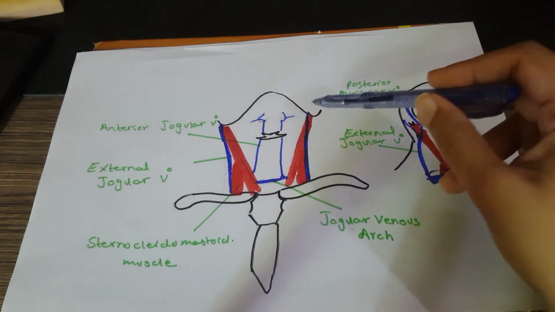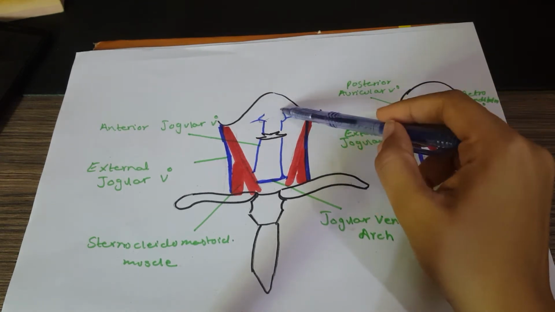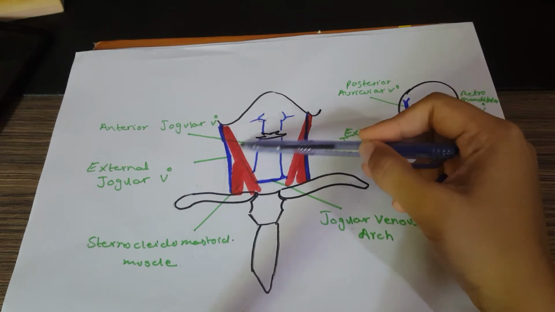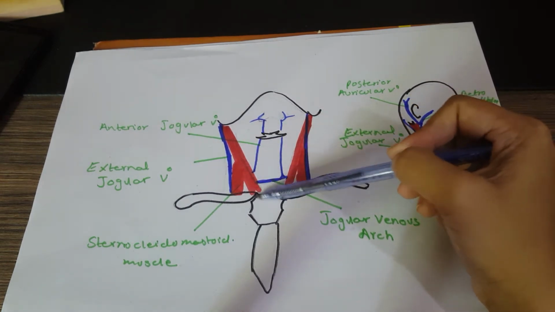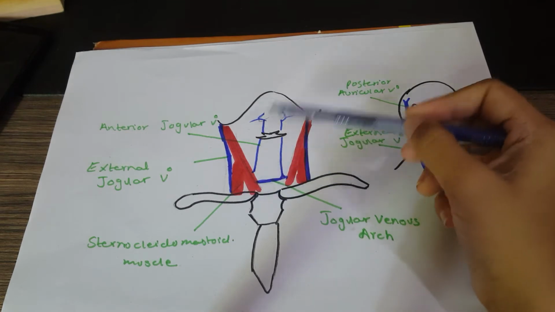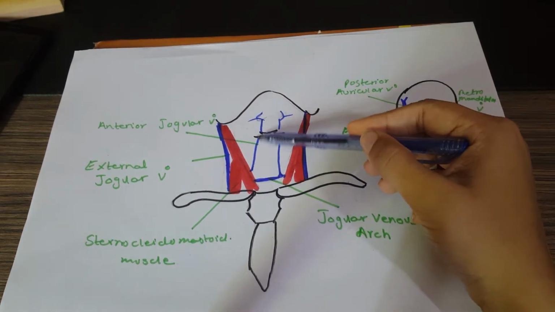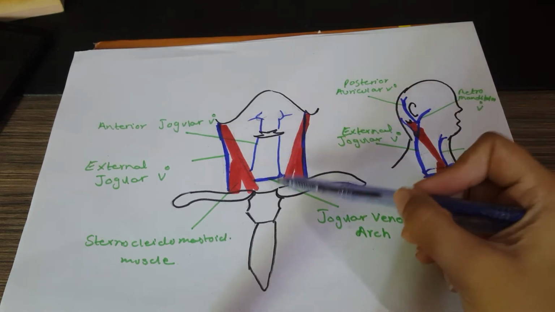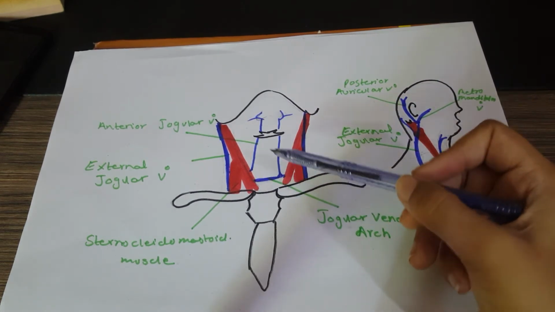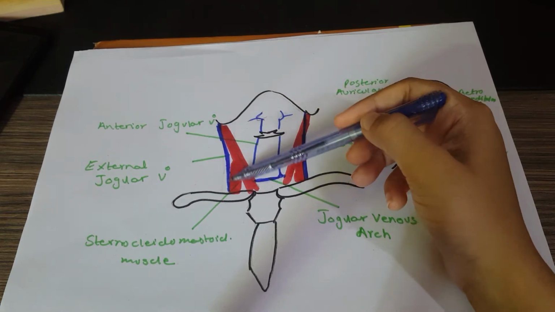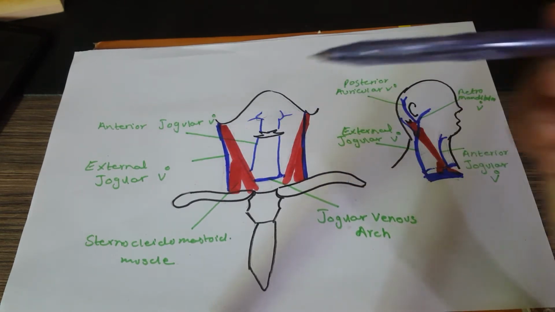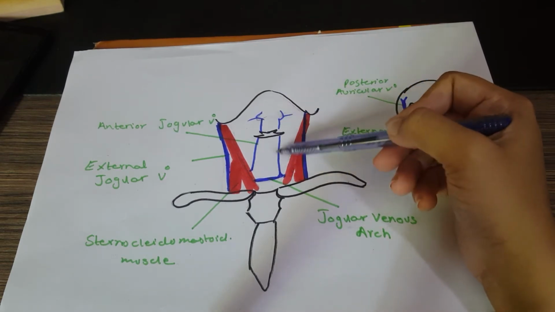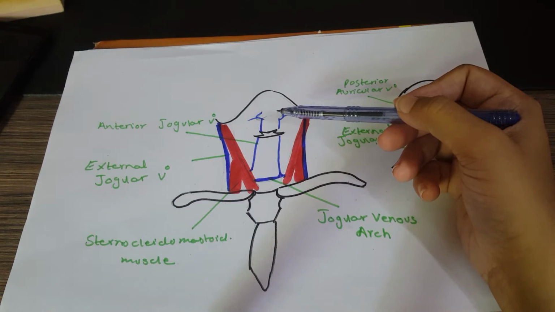Okay, this is a diagram showing the chin, hyoid bone, and sternocleidomastoid muscle. This is the sternal head, this is the clavicular head. I have drawn the anterior jugular vein. This is the jugular venous arch and this is the external jugular vein. So we are going to discuss the anterior jugular vein, which is present in the superficial fascia.